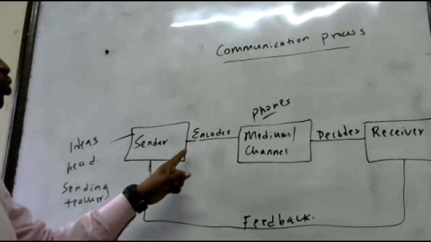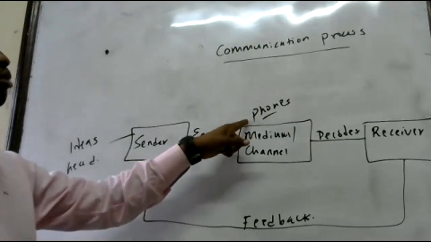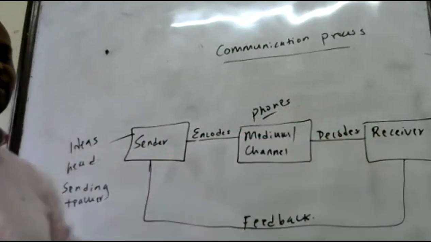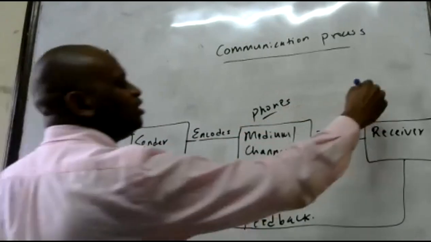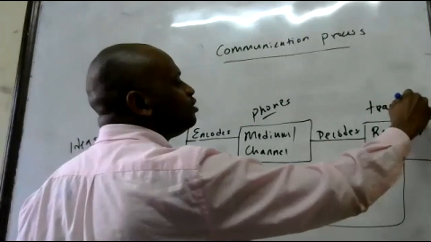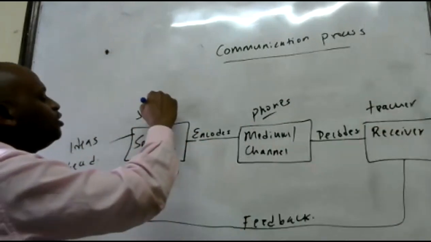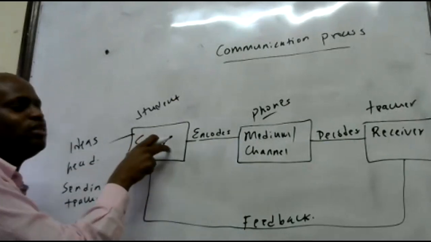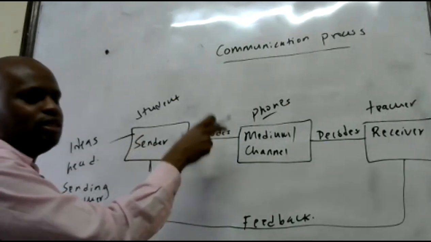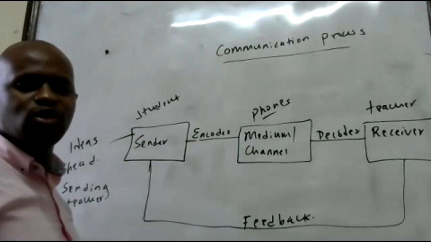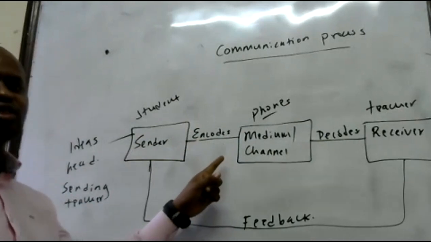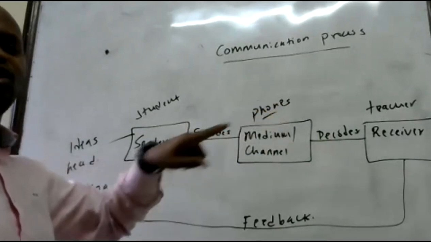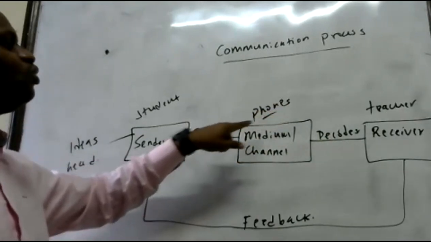So once you write that message in your phone, you'll be able to send the message to the receiver. And the receiver in this sense is the teacher who is going to receive the message. So here we are talking about the student. The student is the one who's sending the message, encoding the message, and basically giving meaning to that message. And once you give meaning to the message, you'll be able to send it on your phone or an email, or you can decide to send a letter to the teacher.